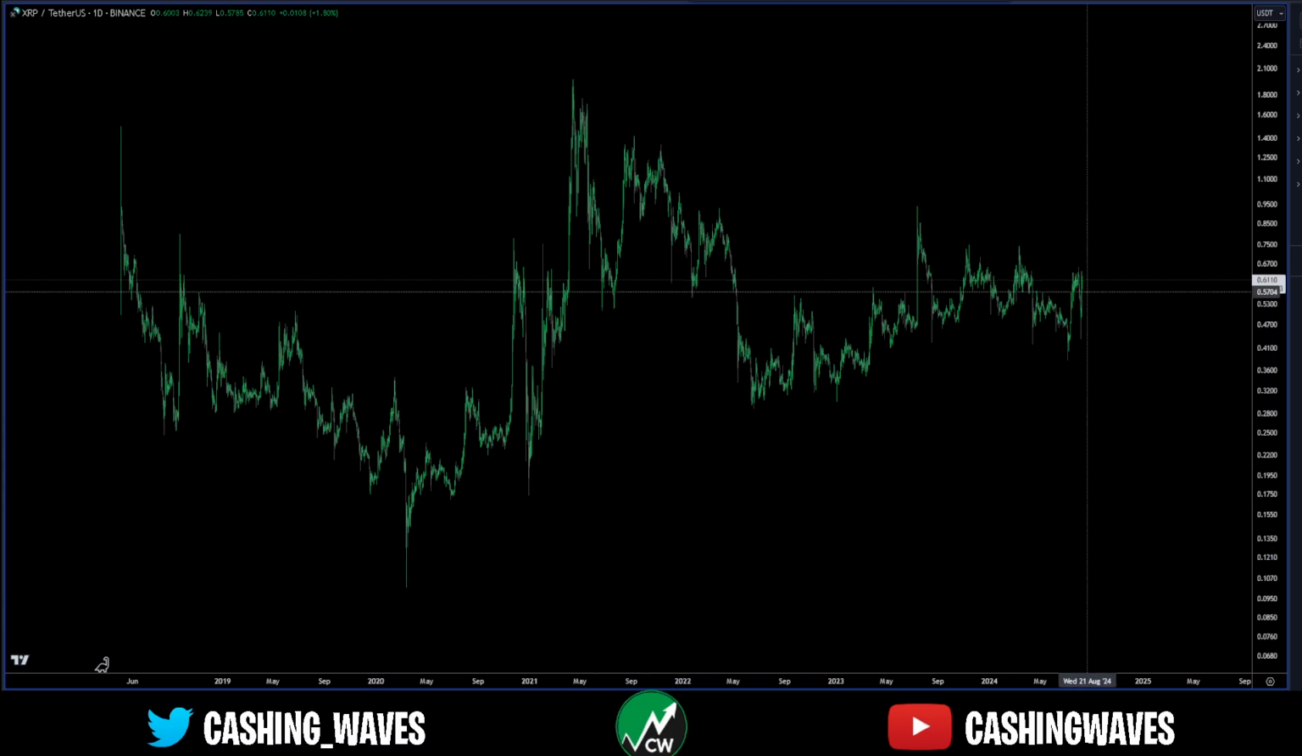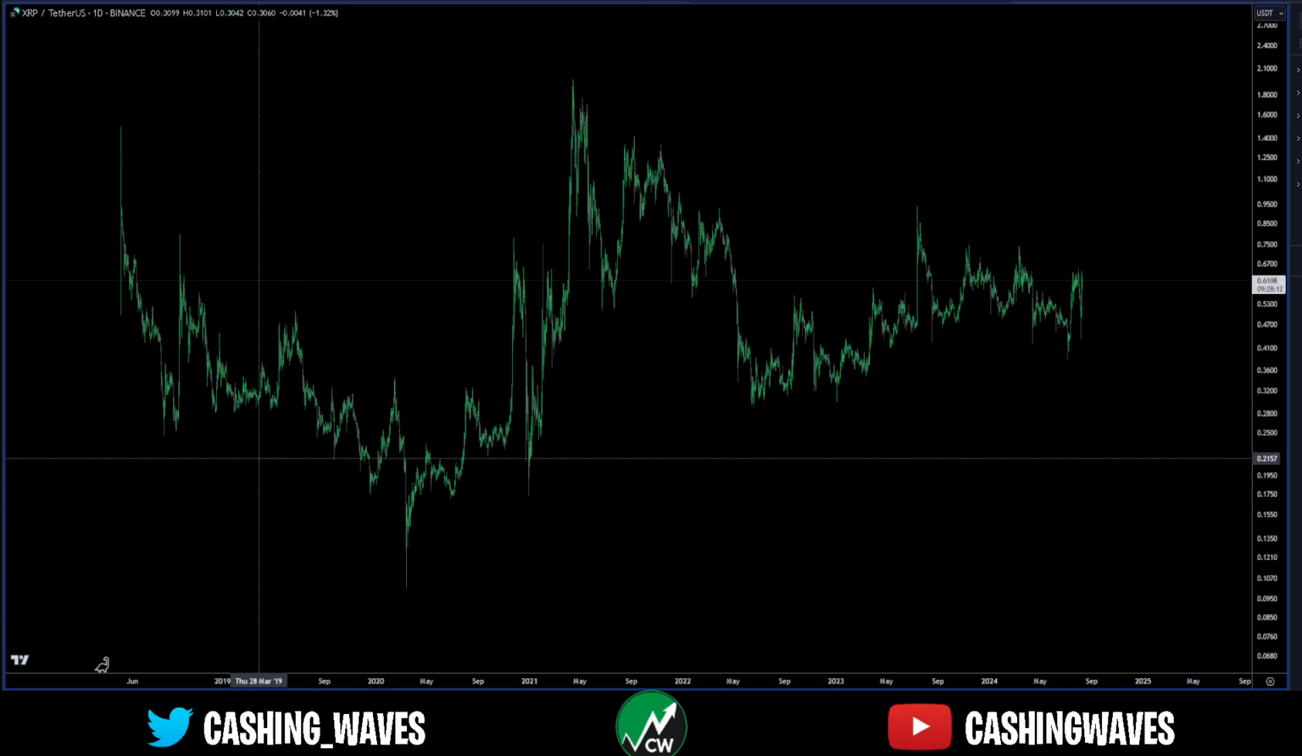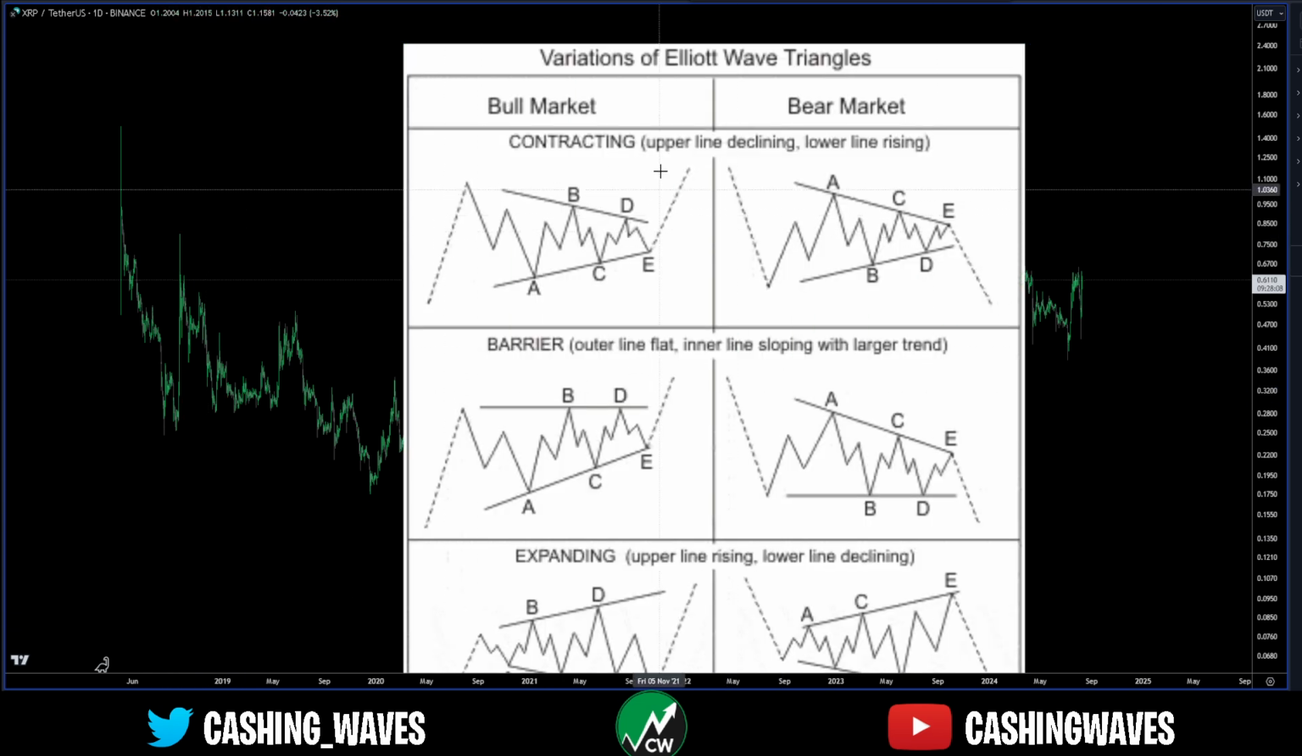Okay, but a quick recap on the daily. If you're new here, we have a multi-year triangle right here, a contracting triangle. How this pans out is it's a series of three-wave patterns with lower highs and higher lows between two contracting trend lines. And when we finally terminate, labeled as A, B, C, D, E, we tend to get trend continuation in a very aggressive manner. In XRP's case, the trend is to the upside.